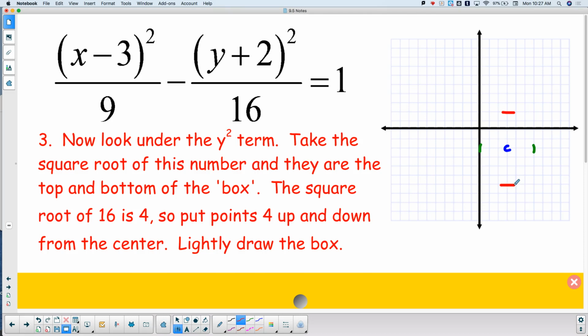Okay. Now I have enough. I've got where the top is, where the bottom is, where the left is, where the right is. So I can build my box. Now, I like to build my box with dashed lines. You do you. Solid lines here. I'm telling you right now, we're going to have a lot of stuff. We're nowhere near drawing in our hyperbola yet. So dashed lines would probably be the best. But again, you do you.